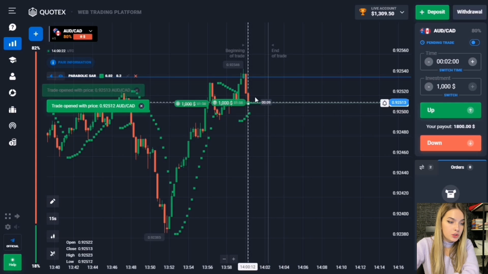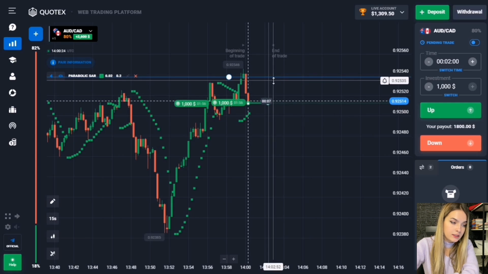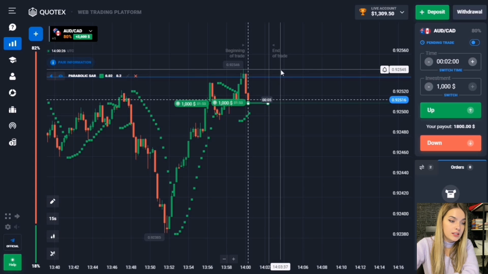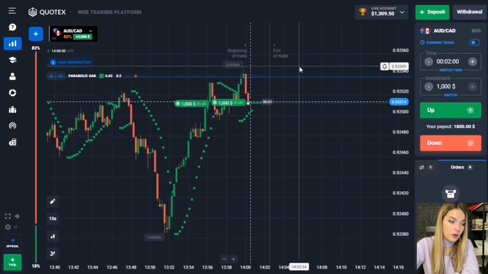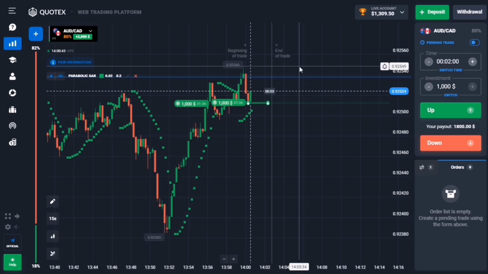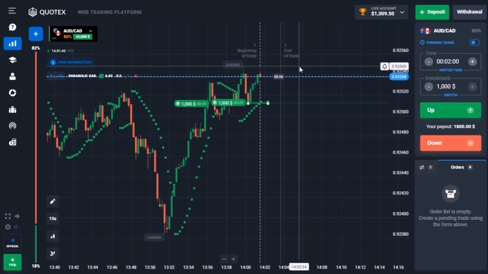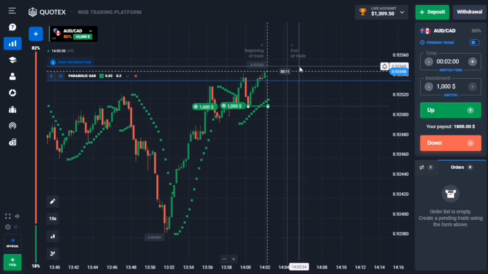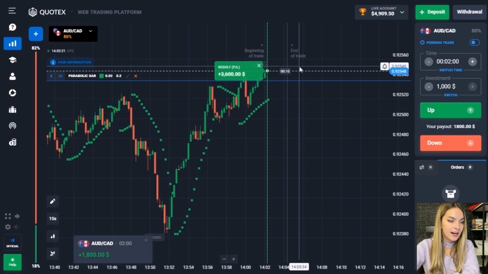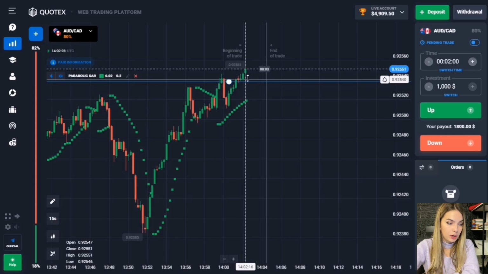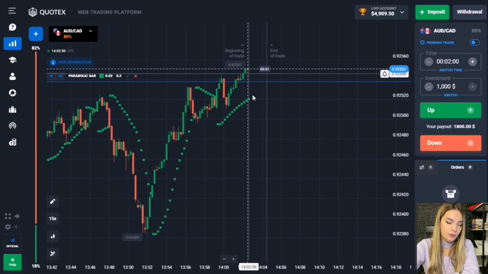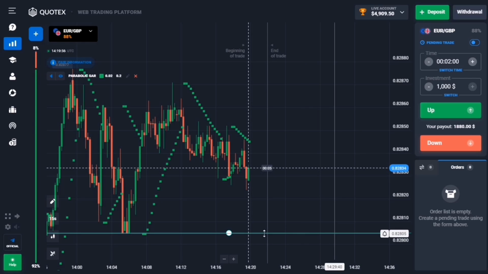I think that in this situation this time will be quite enough and in the near future the price will continue its upside movement. It is also possible that this level will be broken. So guys, let's wait for the end of our deal. Well, great guys, the price continued its upside movement and we get profit. The indicator also suggested us a good entry point. Let's continue to consider the following market situation.